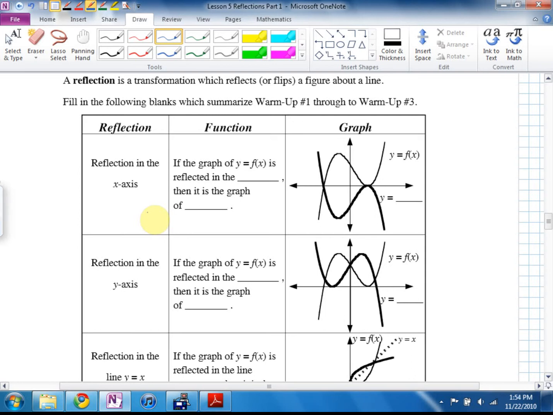So I'm going to put in brackets here, vertical reflection. Luke, did I say everything's backwards? So reflecting in the x is a vertical reflection? Yeah. If a graph is reflected in the x-axis, then it's a graph of y equals negative f of x.